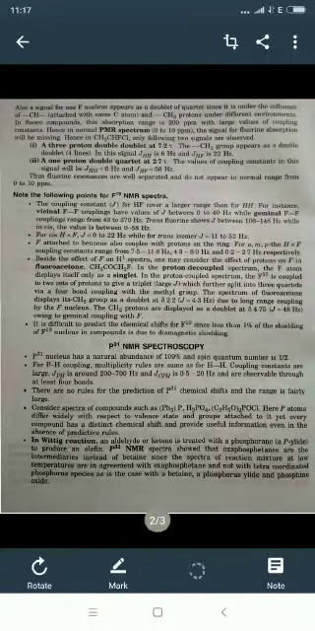Dear students, in the last lecture we discussed F19 NMR spectroscopy. Today we are going to discuss phosphorus-31 NMR spectroscopy. The phosphorus nucleus has a natural abundance of 100% and a spin quantum number of 1/2. For phosphorus-hydrogen coupling, the multiplicity rules are the same as for C-H coupling.